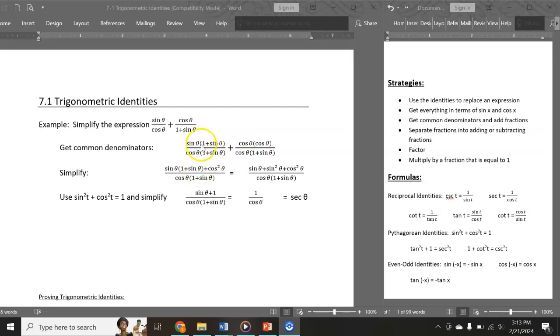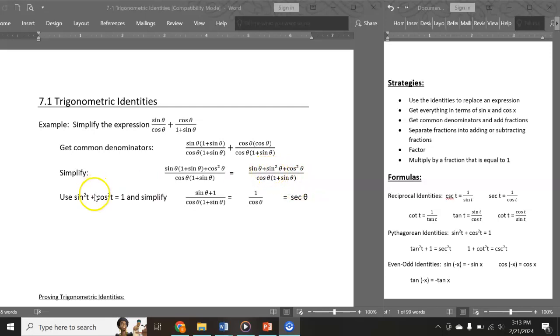Okay, I can do sine theta times 1 plus sine theta plus cosine squared theta all over this denominator. Now, I'm not multiplying that denominator yet. I can. But later on, it might reduce. So I want to wait to do that till the very end. In the numerator, I can multiply the sine theta into the 1 plus sine theta to get sine theta plus sine squared theta plus cosine squared theta all over this denominator.